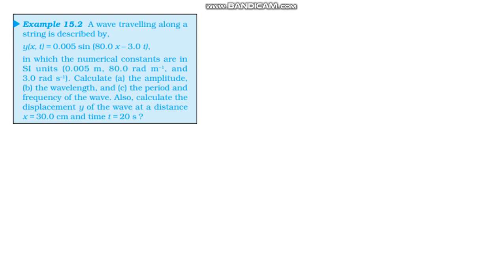See here, a wave traveling along a string is described by y of x,t is equal to 0.005 sine (80x minus 3t), in which the numerical constants are in SI units. Like 0.005 is in meters and 80 etc. Calculate the amplitude, wavelength, period, frequency of the wave. Also calculate the displacement y of the wave at a distance x is equal to 30 centimeter and t is equal to 20 seconds.